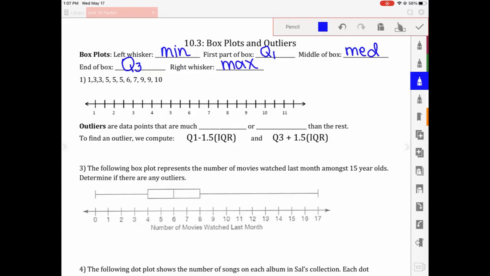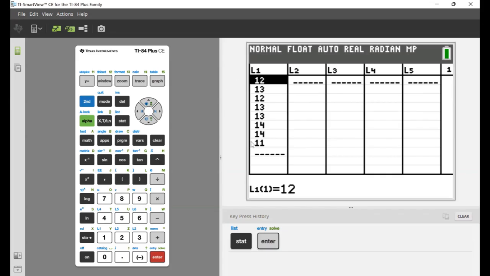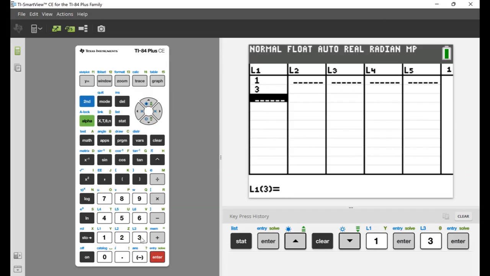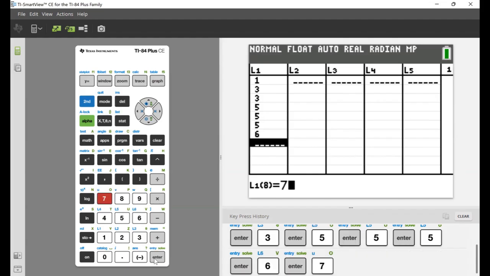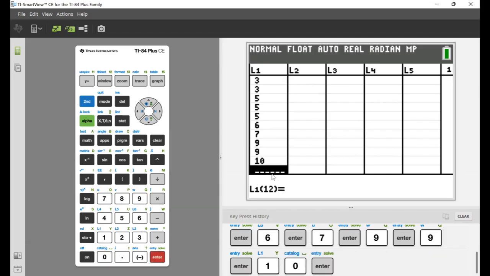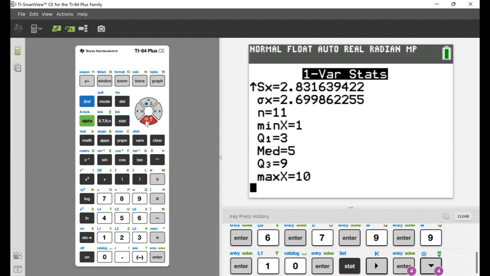Right. And so we're going to put this data into our calculator and try to find these 5 numbers in our calculator. So now we're going to go to Stat, Edit. If there's numbers in here, we go up, press Clear, go back down. And so we're going to list all these numbers into L1. And then we're going to go to Stat, Calc, 1-Var Stats. And we're going all the way down. So we're starting with minimum and we're doing these 5 numbers at the bottom.